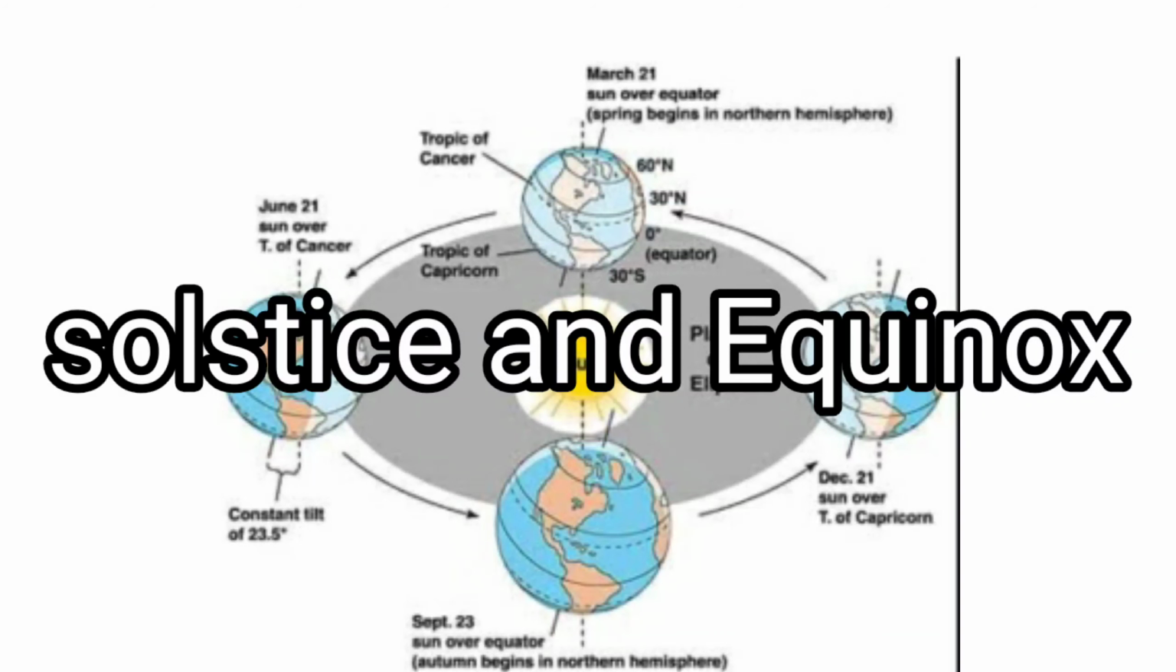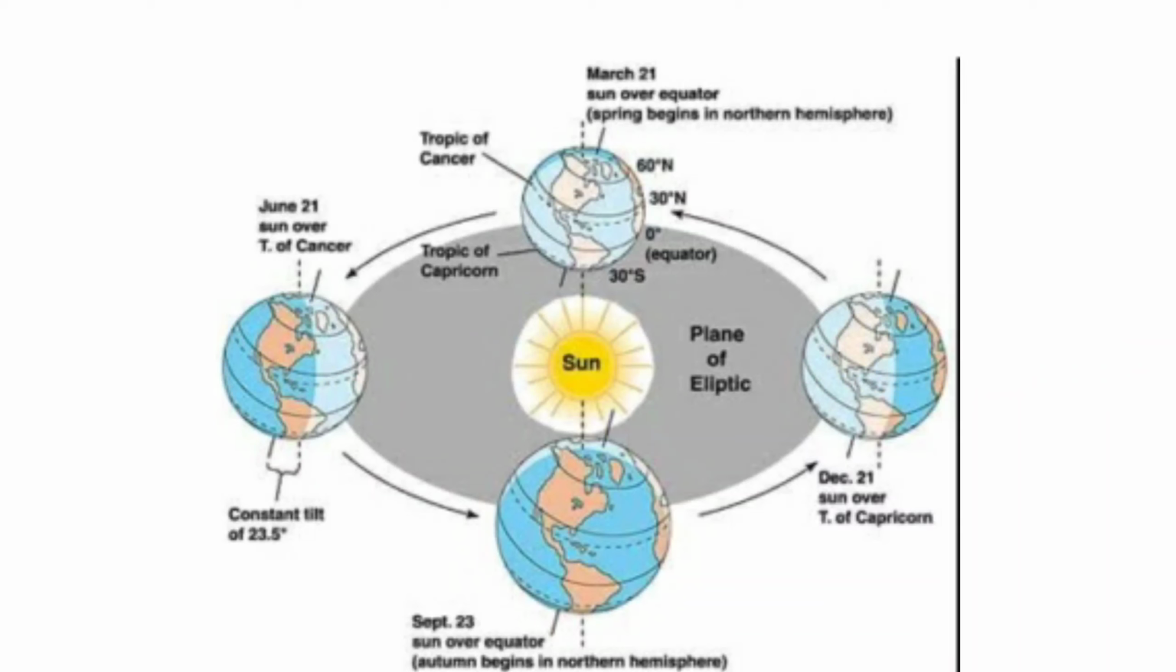So the same pictures can be used for learning solstice and equinox. Before, we learned the four positions of Earth in changes of season. So let's take the same first position. In this position, the northern hemisphere faces towards the sun and the southern hemisphere faces away from the sun. So the northern hemisphere experiences summer, so the day will be more in the northern hemisphere and the night will be less, and in the southern hemisphere the nights will be longer and the day will be shorter.